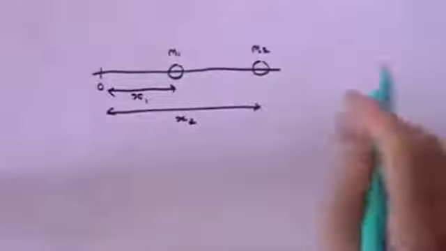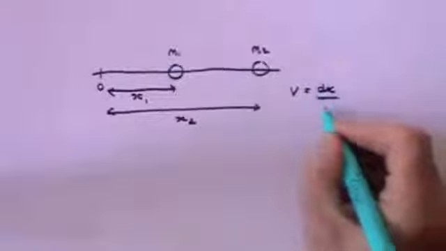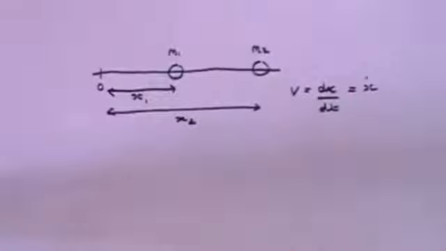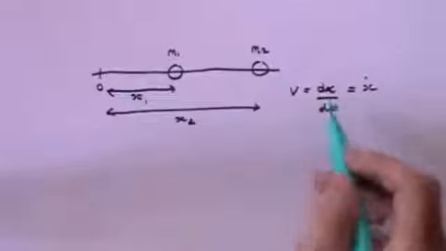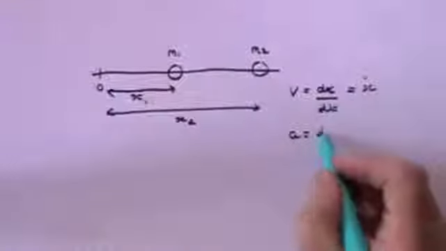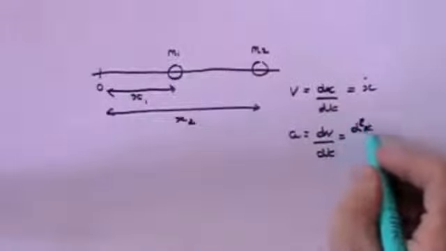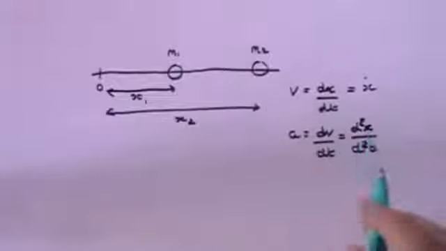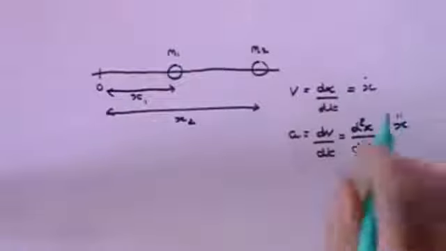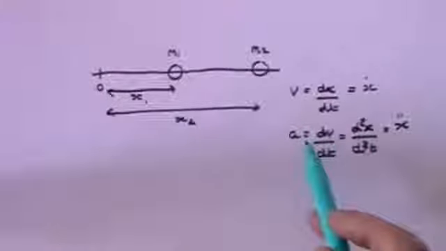And before we proceed, let's just remind ourselves that velocity is the rate of change of distance with time, dx by dt, and we represent that as x dot. X dot is just a way of expressing dx by dt. Acceleration is the rate of change of velocity with time, which is the same as the second rate of change of distance with time, and that we express as x double dot. So x dot is really velocity, x double dot is acceleration.